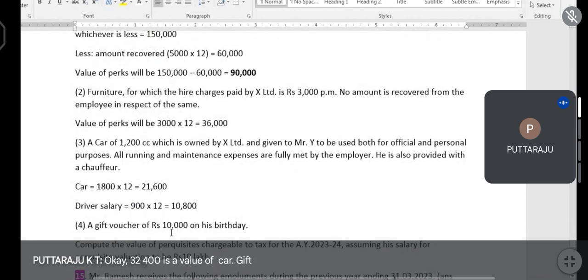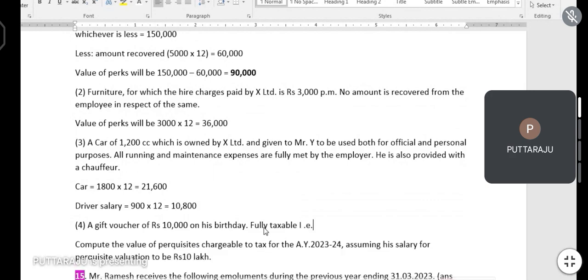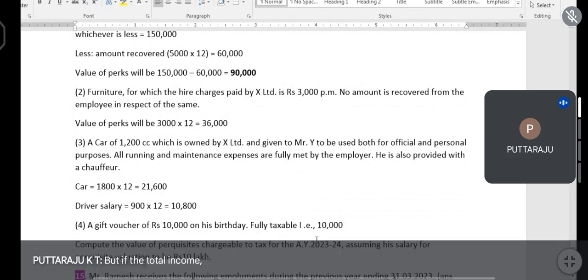Gift voucher, 10,000 rupees, fully taxable. What is the total income? I mean, perquisite chargeable to tax: 90,000, 36,000, 32,400, 10,000. Everything. Understood? Yes, sir.